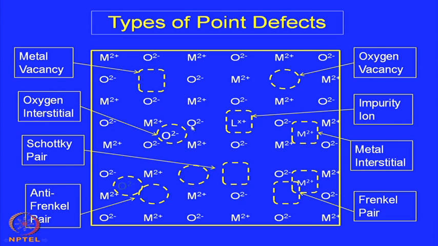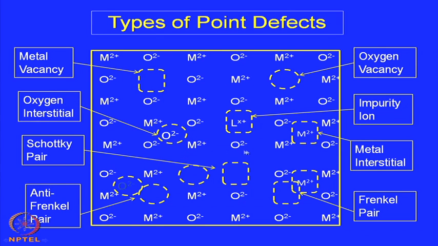So, in addition to the vacancies, we can have interstitials. That means, for example, this is an oxygen interstitial. An oxygen ion should not have been there, but an additional oxygen ion has been introduced in between the normal lattice sites. So, this is an extra oxygen ion in an abnormal site, in an interstitial position between the normal lattice points, and that is why it is called an oxygen interstitial. So, this is an oxygen interstitial point defect.